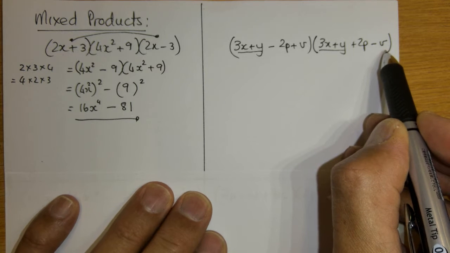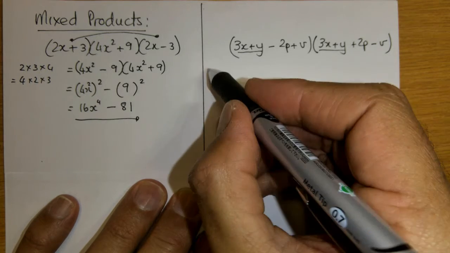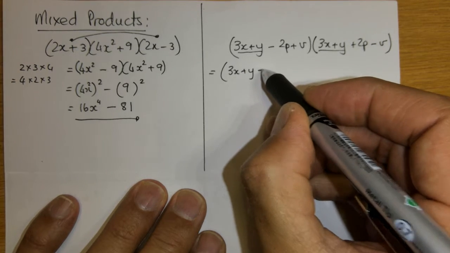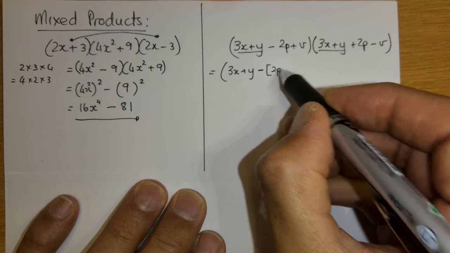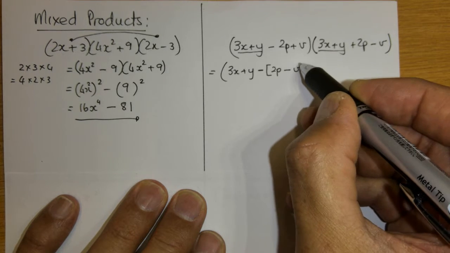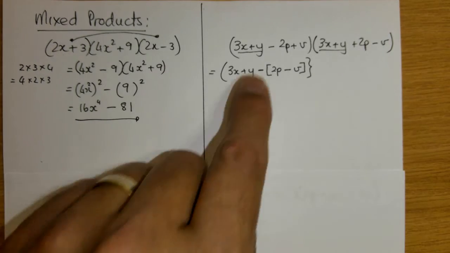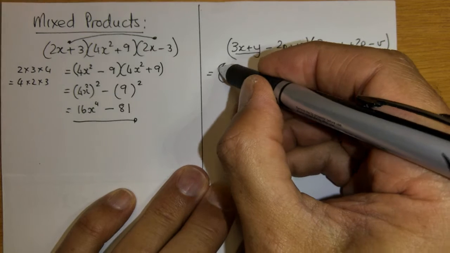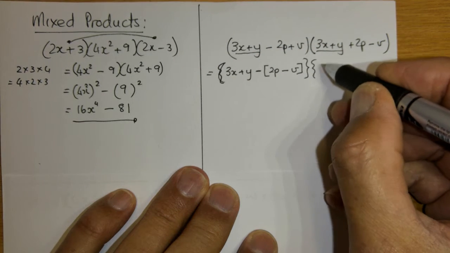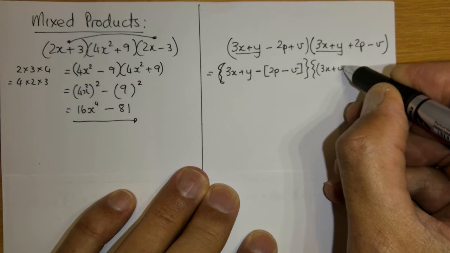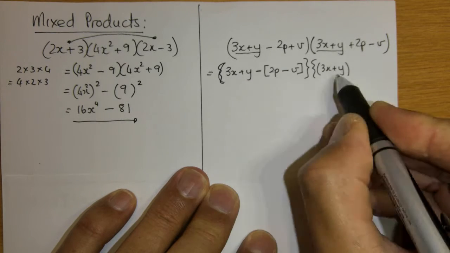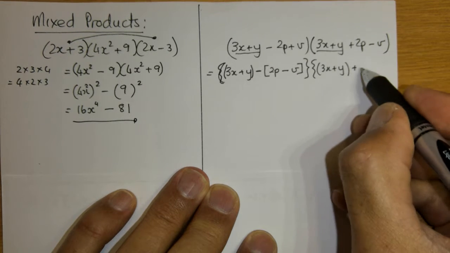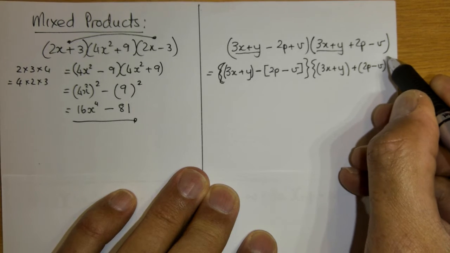Okay, so what am I suspecting here? Let's have a look. If I do the following, if I say this is 3x plus y minus, and I take the minus out, I get 2p minus v in that inside bracket. Just check. Minus times a plus is a minus, times a minus is a plus. In my second, let me just make that a curly bracket. In this bracket, I have 3x plus y there, same thing, plus, I can group them together, 2p minus v.